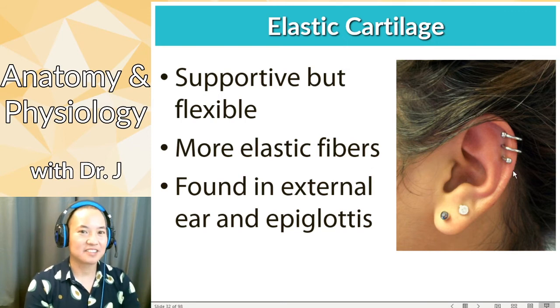So you find it in your external ear and your epiglottis. And what's your epiglottis? Well, that's the little flap of cartilage that covers your trachea and windpipe. So when you're swallowing, your food and water doesn't go down the wrong hole. When you're eating or drinking, you want it going down your esophagus. Or have you ever eaten or drank something so fast that it goes down the wrong pipe?